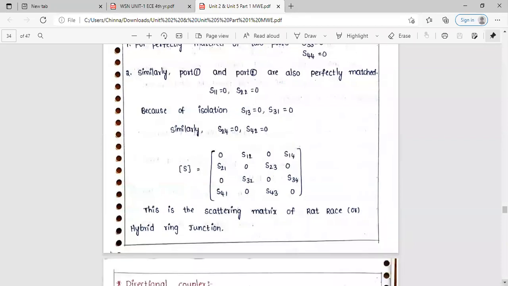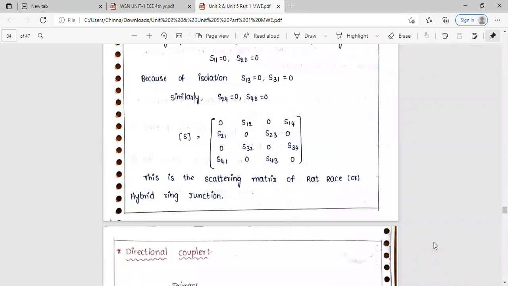Okay, and port 3 and port 4 also are perfectly matched. In a 4-port junction, always 1 and 2 are perfectly matched and 3 and 4 are perfectly matched to each other. And here 1 and 3 are isolated ports and 2 and 4 are isolated ports.